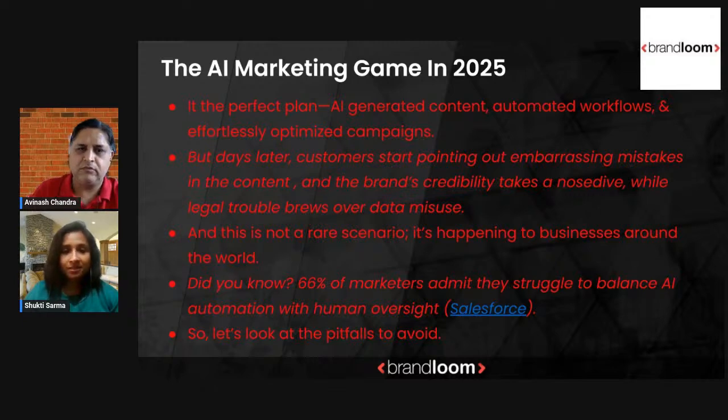Unfortunately, this is not very rare. It's happening to businesses around the world, and even the biggest businesses have landed in trouble. 66% of marketers say they are struggling to balance AI automation with human oversight, which is crucial here. We are going to look at how we can avoid these pitfalls, because otherwise it is going to result in possible revenue loss. This is something both business owners and marketers should pay attention to.